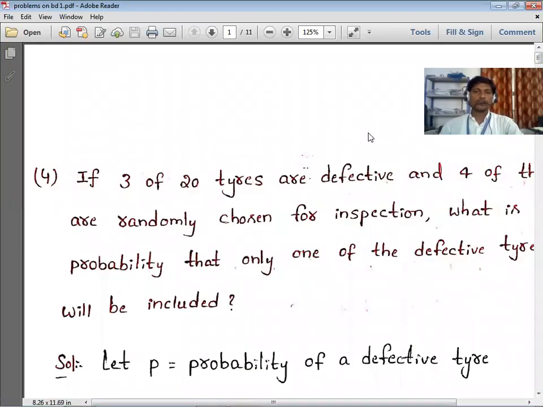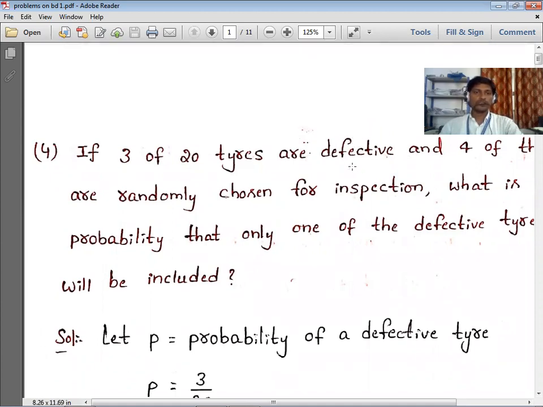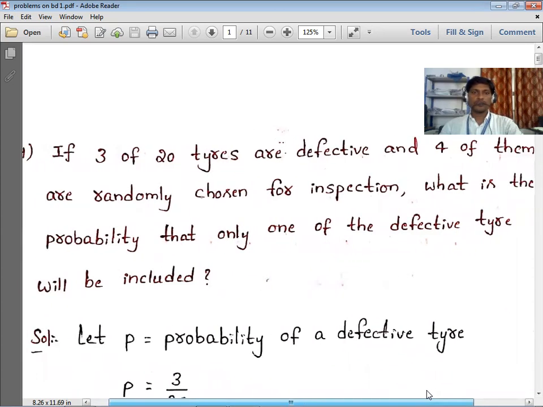Afternoon. Today we are going to discuss problems on binomial distributions. So if 3 of 20 tires are defective and 4 of them are randomly chosen for inspection, what is the probability that only one of the defective type will be included?